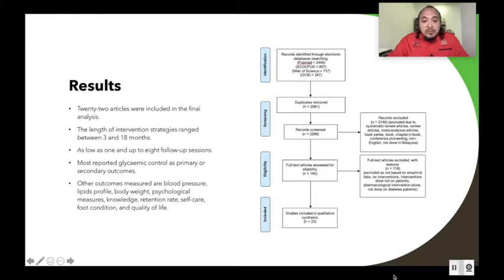Most of the studies reported glycemic control as a primary or secondary outcome. In addition, the studies also measured other outcomes such as blood pressure, lipid profile, body weight, psychological measures, knowledge retention rate, self-care, food condition, and also quality of life.